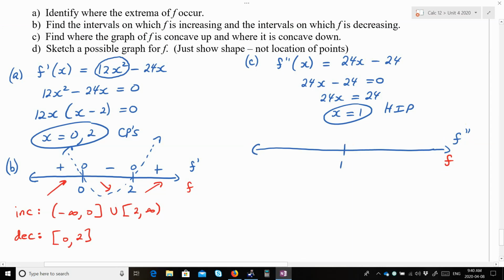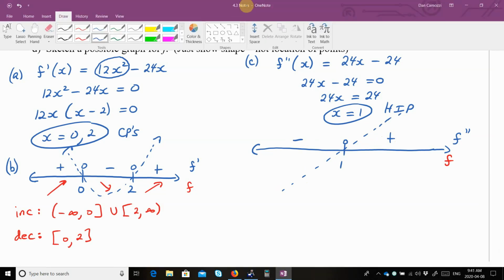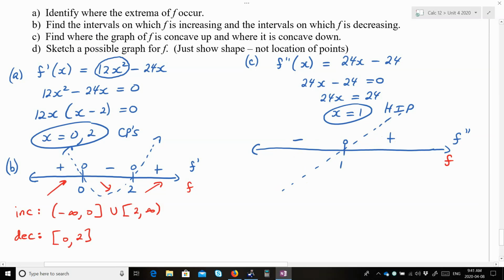24x minus 24. That's y equals mx plus b, so that's a straight line with a positive slope of 24 with a 0 for x-intercept at x equals 1. So that's what the second derivative graph looks like, and you can see the heights are negative here and positive here, and f double prime hits 0 at x equals 1. Okay, and if the second derivative is negative, then the original function is concave down, sad. And if the second derivative is positive, then we would get concave up, happy.